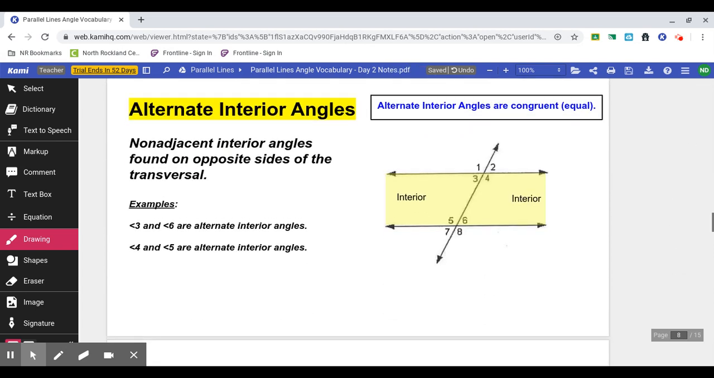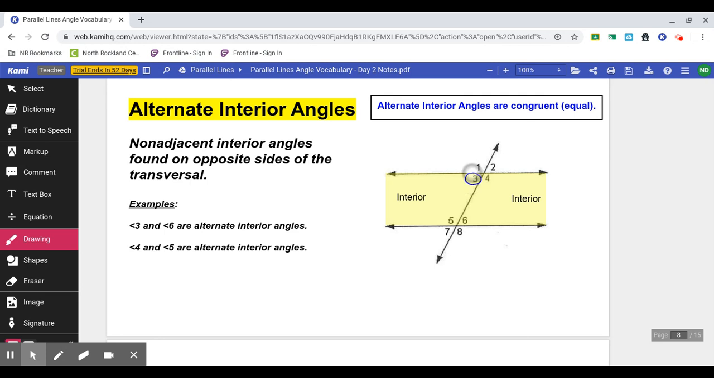Okay, then we have alternate interior angles. Remember, alternate interior angles are non-adjacent interior angles found on opposite sides of the transversal. So remember, when you hear the word interior, think inside. It's inside those parallel lines. It's inside that region that I shaded in yellow. So angle 3, 4, 5, and 6 are all interior angles. But for alternate interior angles, you want to look on opposite sides of the transversal.